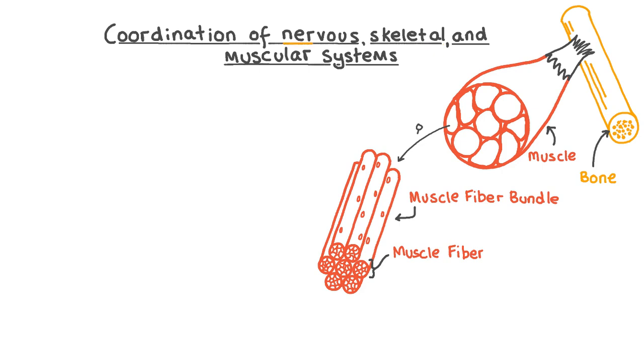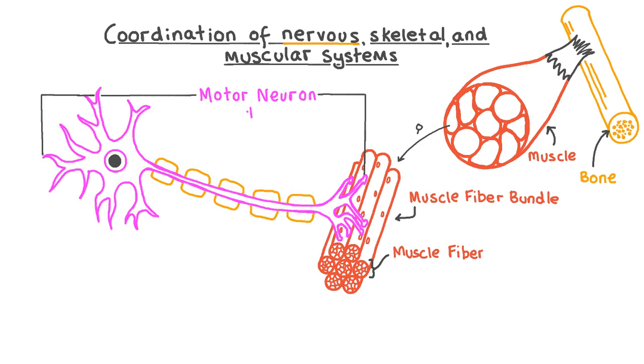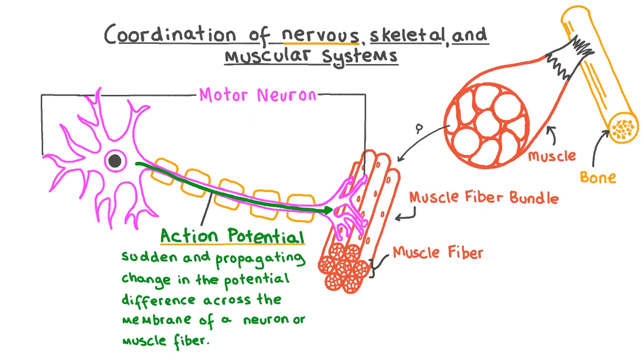The nervous system is also highly important for any kind of muscular contraction. Neurons, like this motor neuron shown here in pink, conduct electrical impulses called action potentials which stimulate the muscle fiber. An action potential is a sudden and propagating change in the electrical or potential difference across the membrane of a neuron or muscle fiber when it's stimulated. Action potentials depolarize the muscle fibers, which affects the electrical charges inside and outside of the motor neuron, stimulating the muscle fibers to contract. We'll cover the process of depolarization in more detail later on in the video.